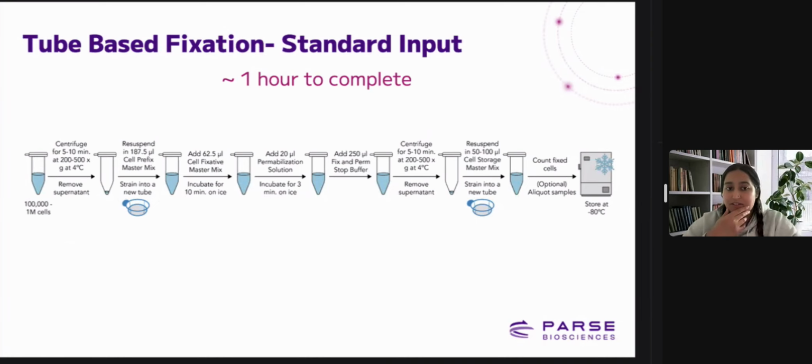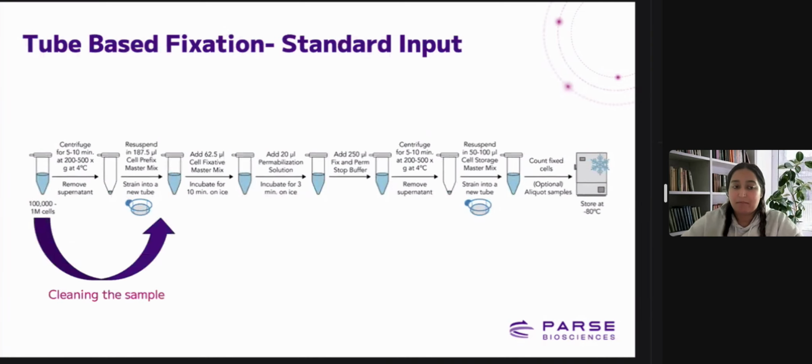So this is an original slide that I showed you. It's composed of 3 major steps. The first one is you take your 100,000 to 1 million single cells, so our cell suspension. We centrifuge, and now this has a range in the protocol, and in every step of both fixation and later on when we talk barcoding library prep, we give you a range. So we give you 5 to 10 minutes at 200 to 500.